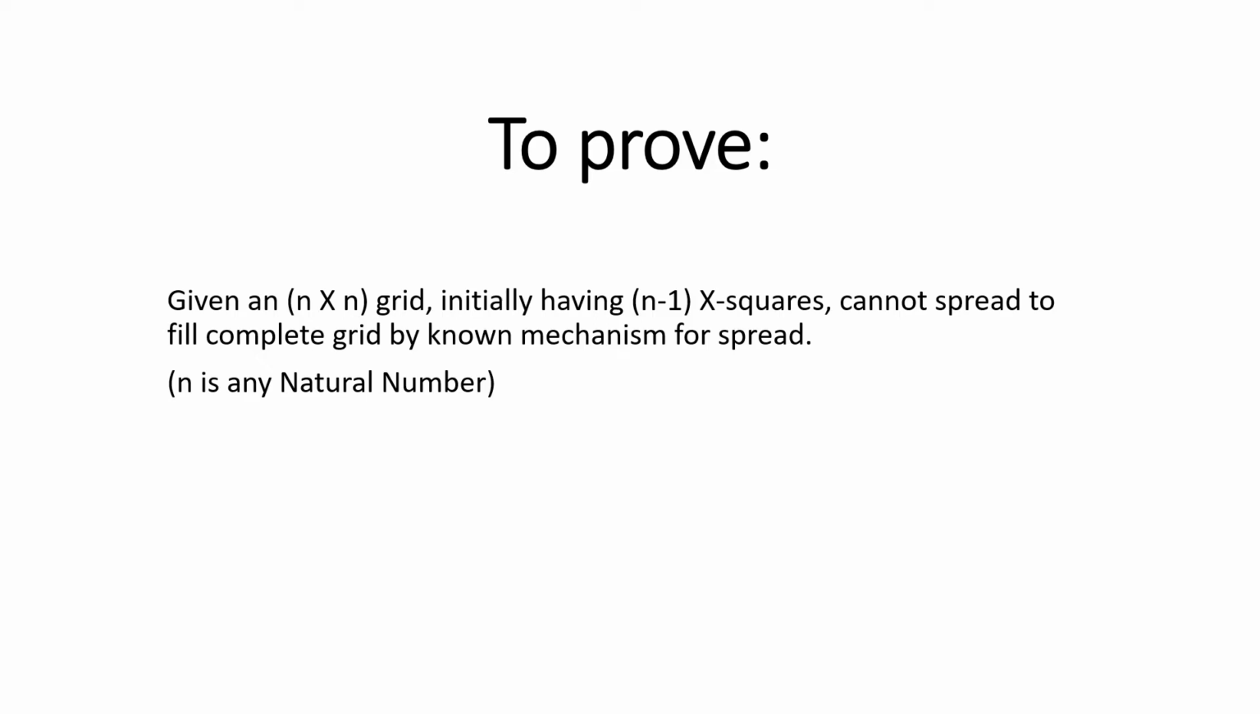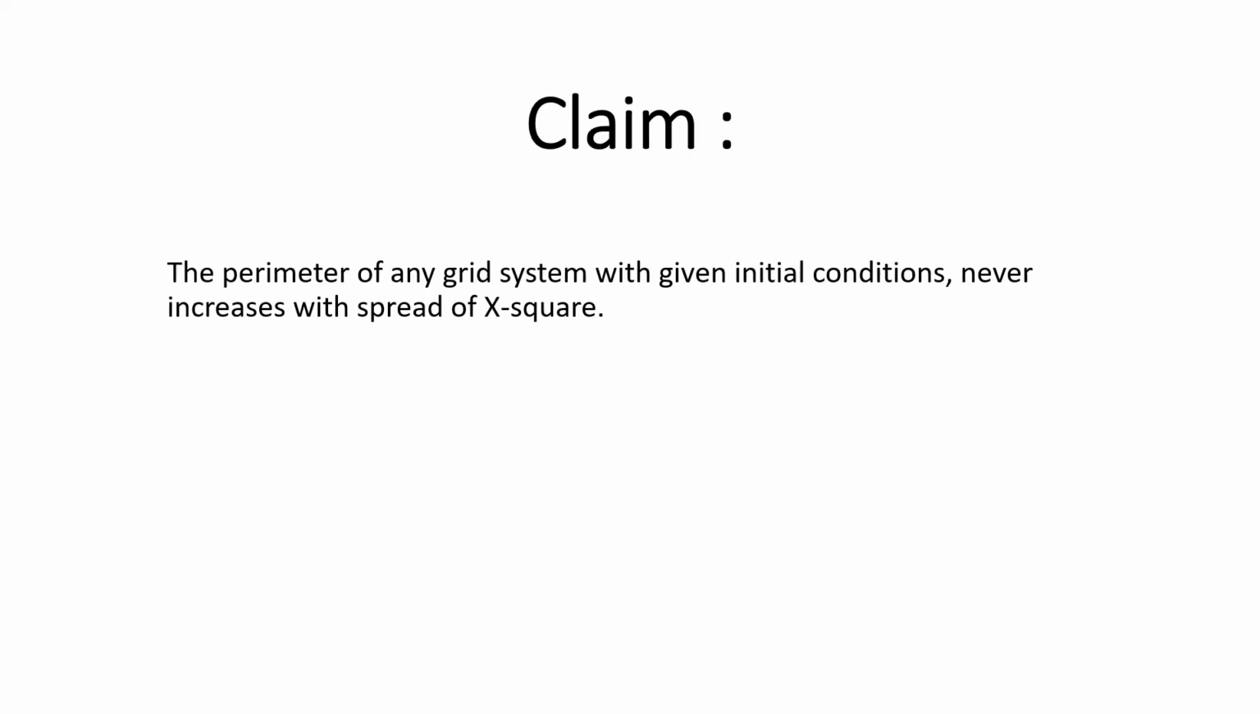Now we come to the proof of the actual problem. We have to prove that given an n cross n grid, where n is any natural number, initially having n-1 X squares cannot spread to completely fill the grid by the known mechanism for spread. We start our proof with a claim. The perimeter of any grid system with given initial conditions never increases with the spread of X squares.